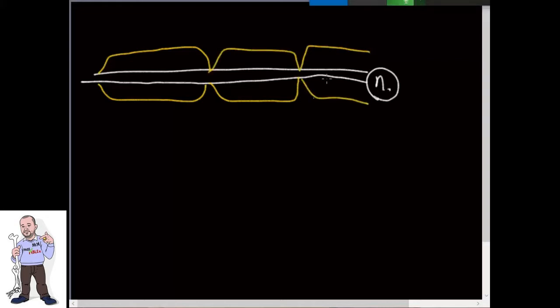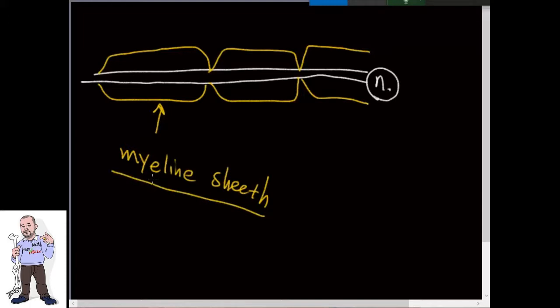So it's like this. This is a cut. It's like a sausage around the nerve. You see that? So this is called myelin sheath. Myelin sheath, not shed. Sheath. It's like a sausage, yes.